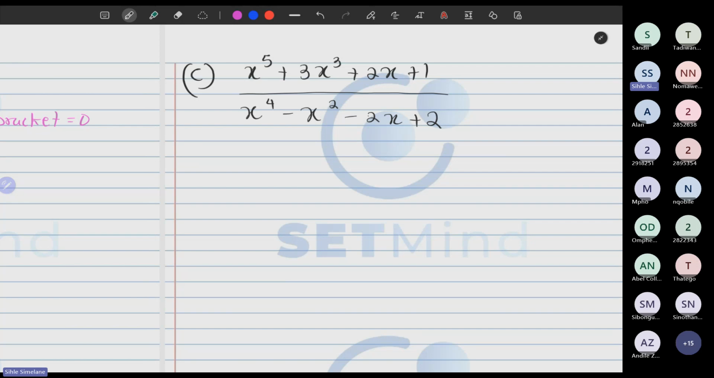Anyone in the meeting, tell me what the problem is. We said when we want to do partial fractions, we need the degree of the denominator to be what compared to the numerator? 1 less the degree of the denominator. So can you please try again?